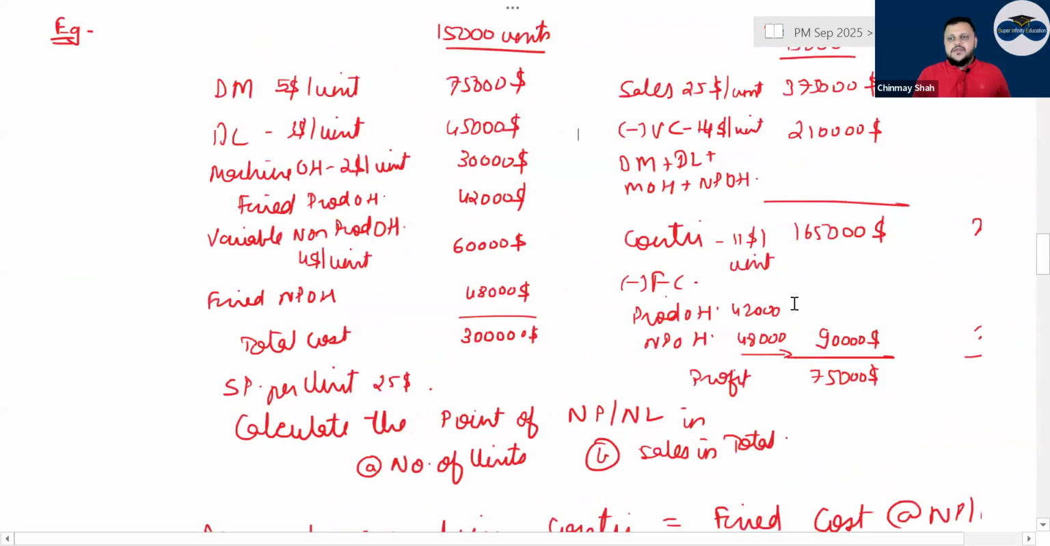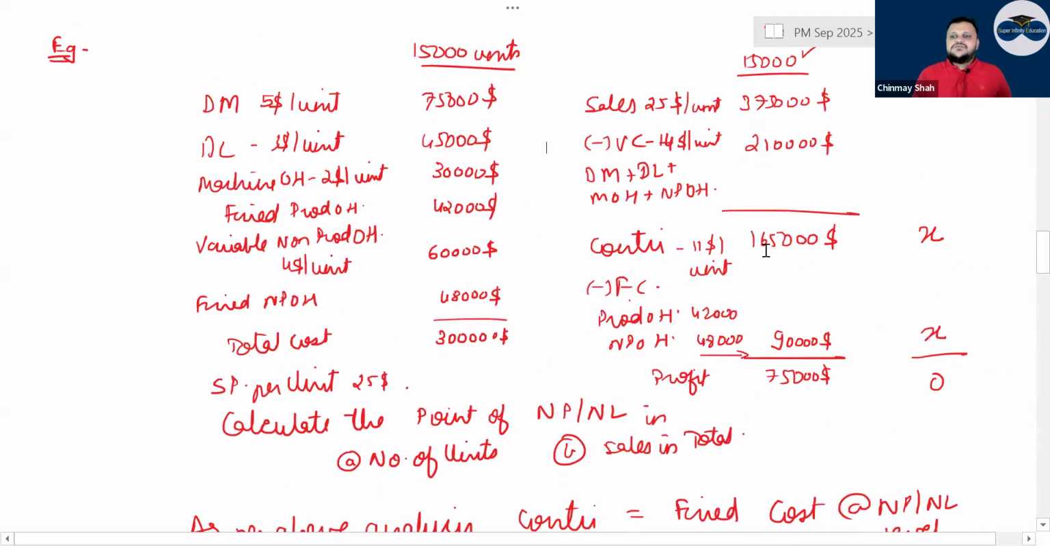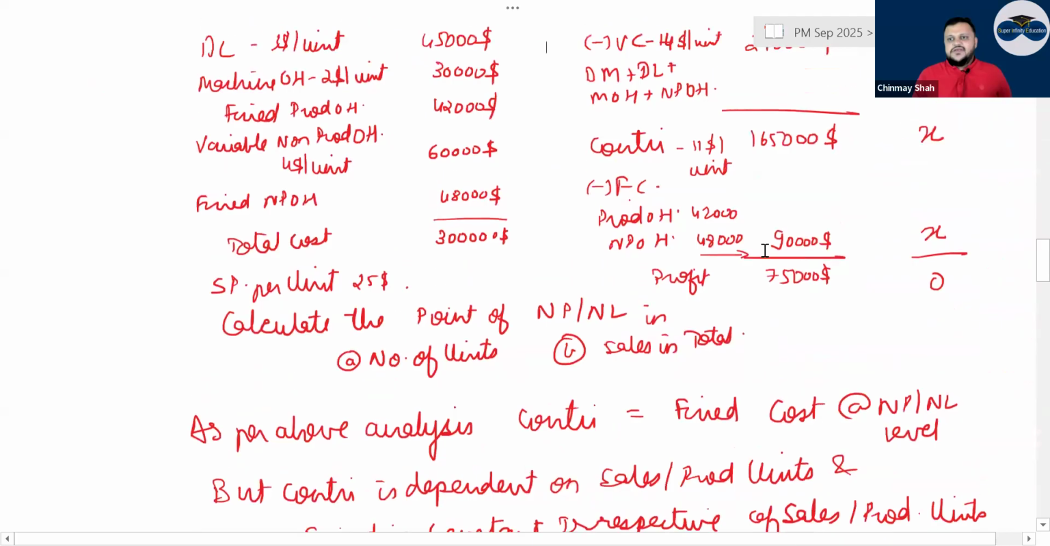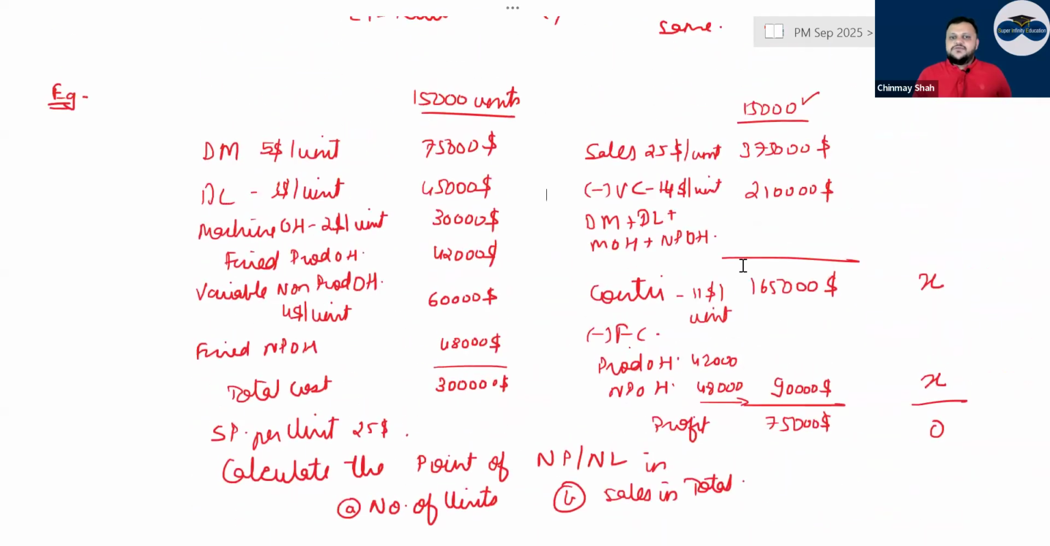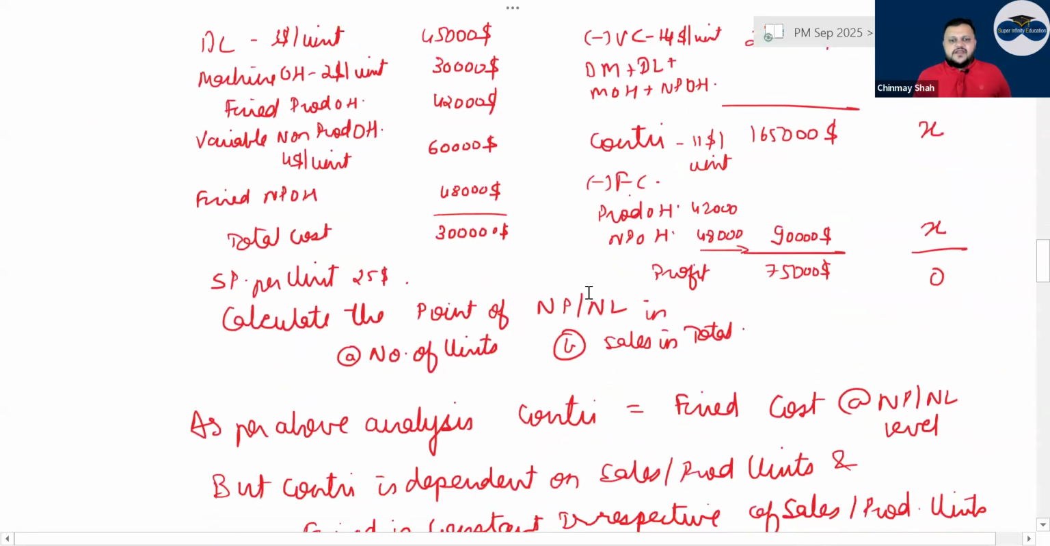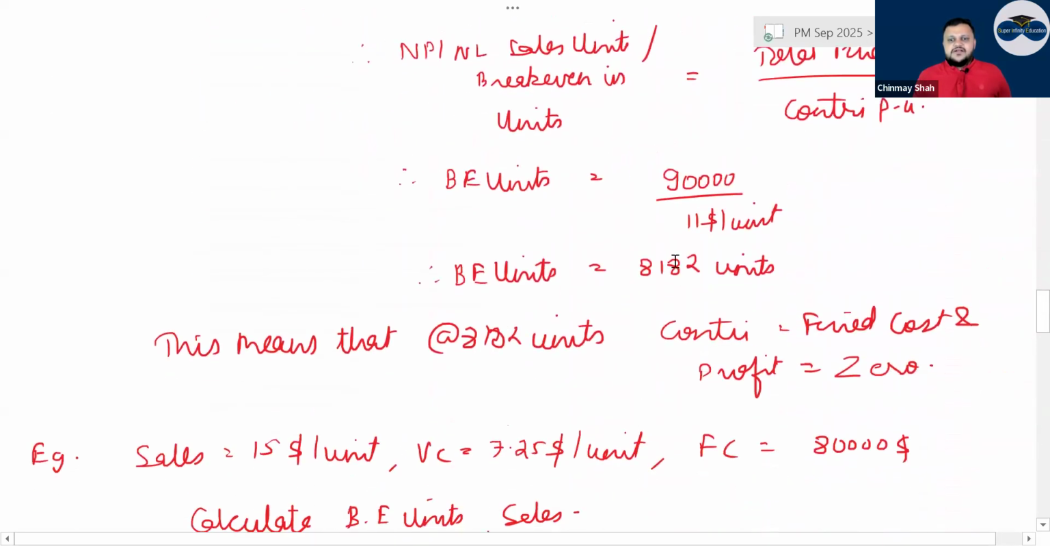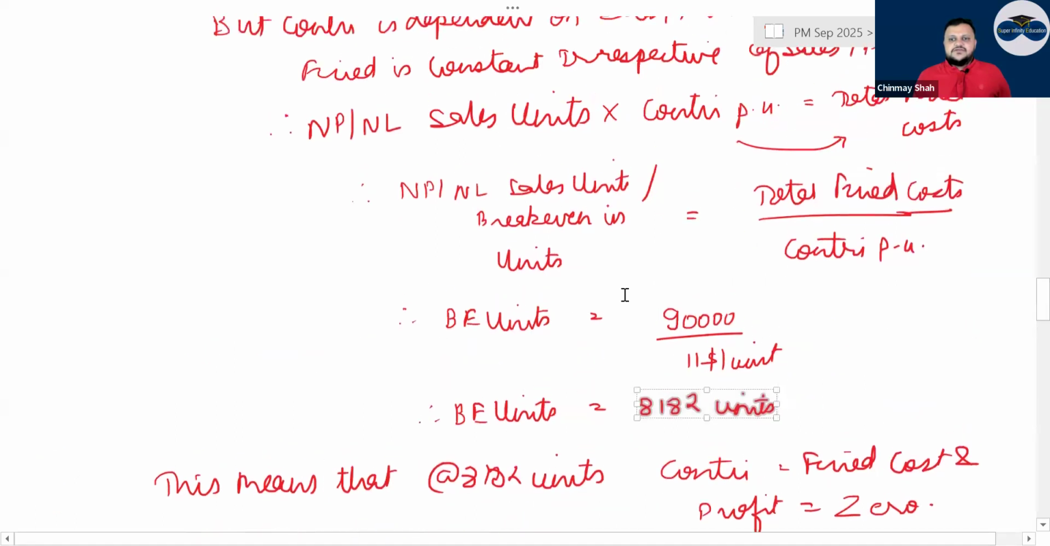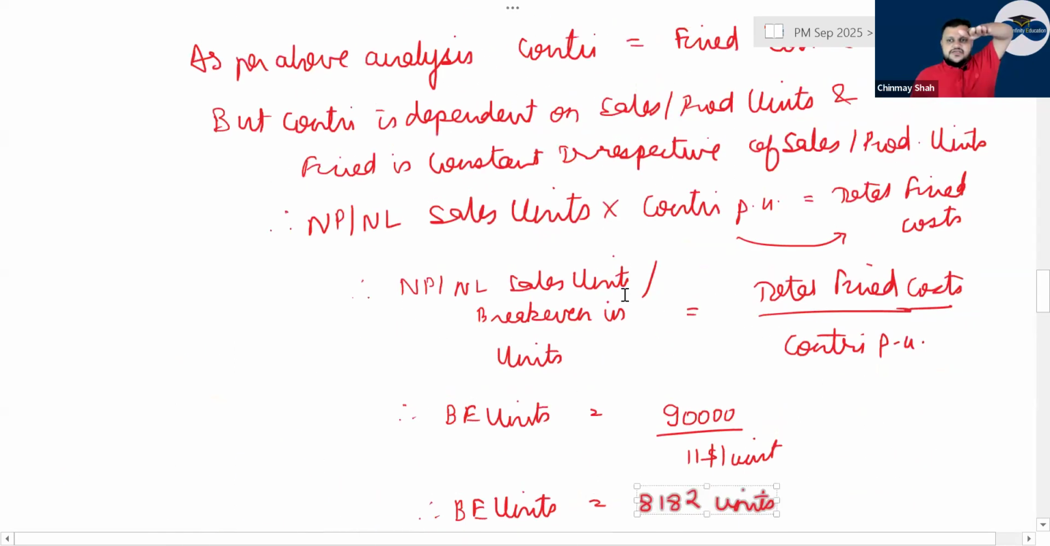The no profit, no loss point is called the break even point. Break even units means where contribution is equal to fixed cost. We calculated it, right? Now have a look at 8182 units. We got some answer. So what was the formula? Fixed cost of 90,000 divided by $11 per unit, and you will get the units.